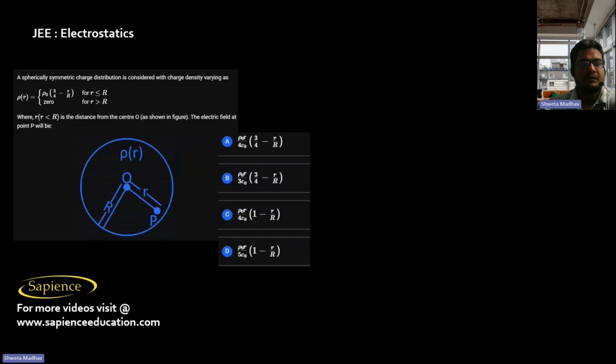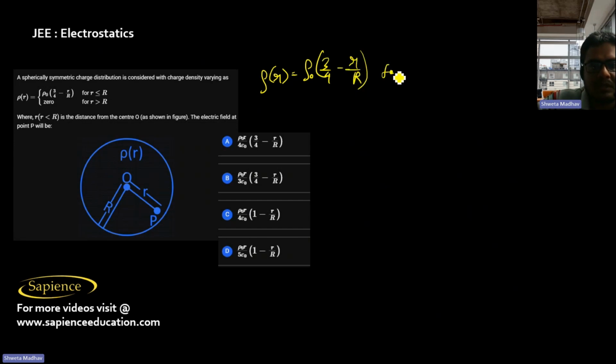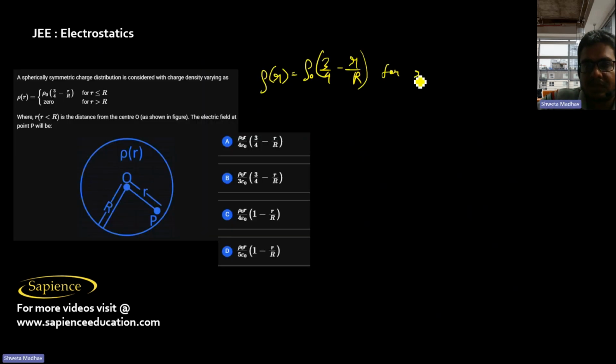Then here it is told a spherically symmetrical charge distribution is considered with charge density varying as rho as a function of r, which is rho naught into 3 by 4 minus r by R, for r less than or equal to R.